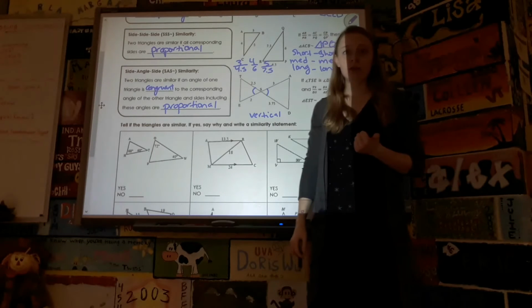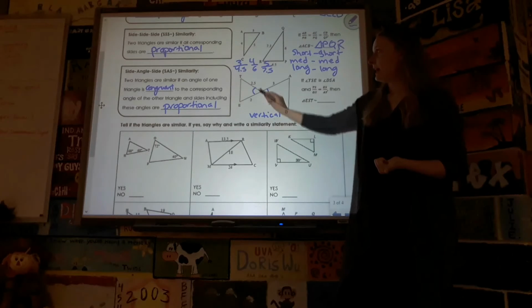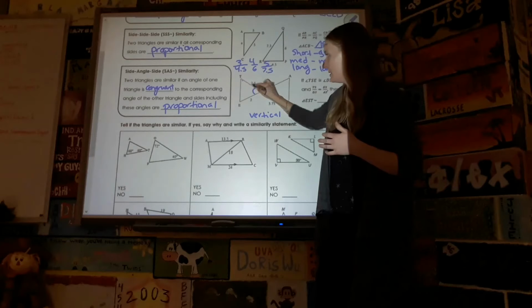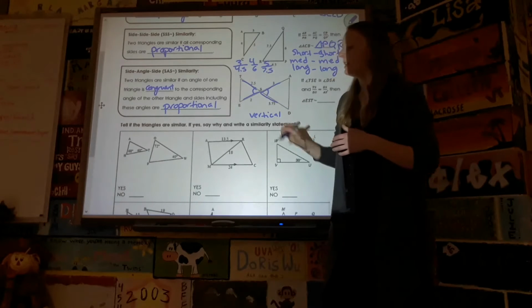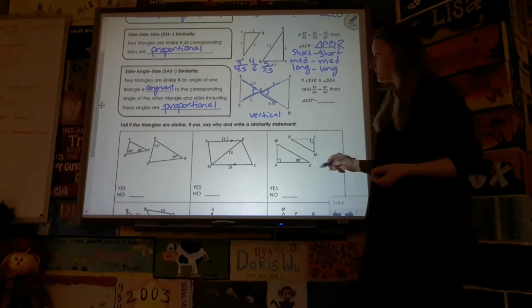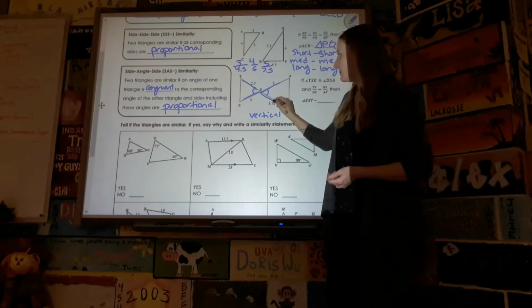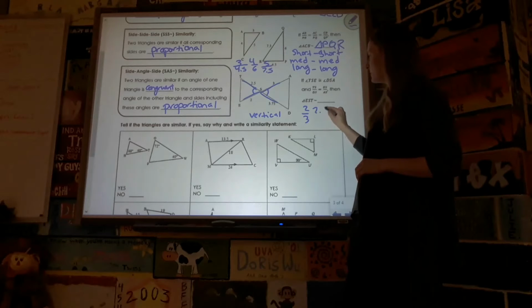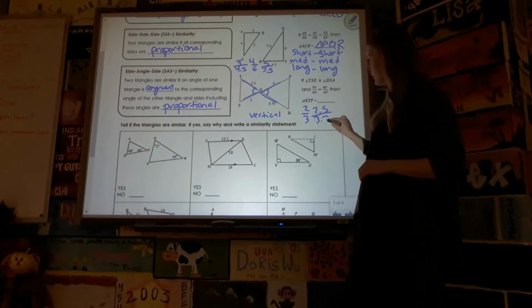That gives me my A for the side angle side. And then I have two sides here and two sides here that are containing the angle. So I can see that it has that pattern for the side angle side. So I just check really quick to see they're proportional. So I compare short to short, medium to medium, or long to long. So I compare 2 to 3, and then 2.5 to 3.75.